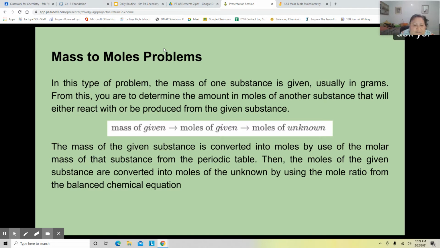And it says here, the mass of the given substance is converted into moles by the use of molar mass. Then the moles of compound A, which is your given substance, are going to be converted into moles of the unknown, which is compound B, using the mole ratio. And the mole ratio comes from your balanced chemical equation. If you don't have a balanced chemical equation, then you've got to balance it yourself. But for today, I believe all the equations are already balanced for you. So half of the work is done.